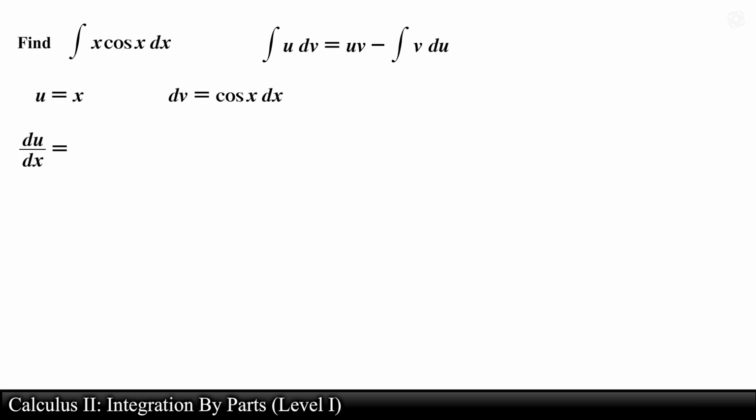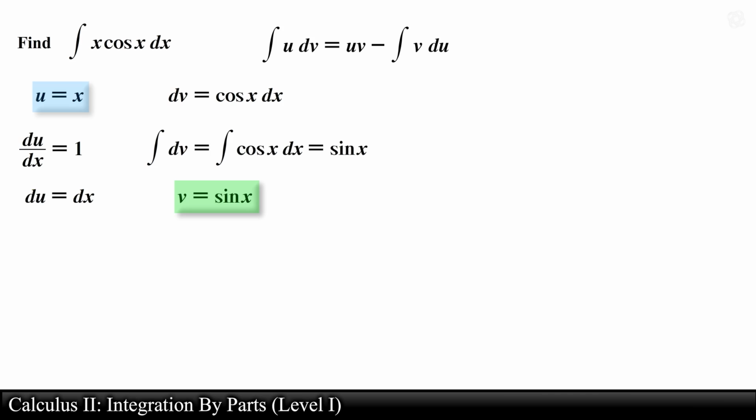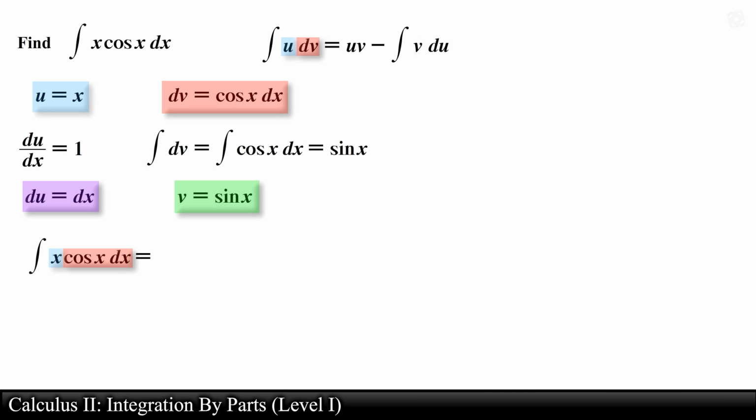Now we take the derivative of u with respect to x and solve for du by multiplying both sides of the expression by the differential dx. So we have that du is equal to dx. Next, we take the integral of dv, so we obtain v, which is equal to sine of x. Now we substitute u, v, du, and dv into the second form of the integration by parts formula.